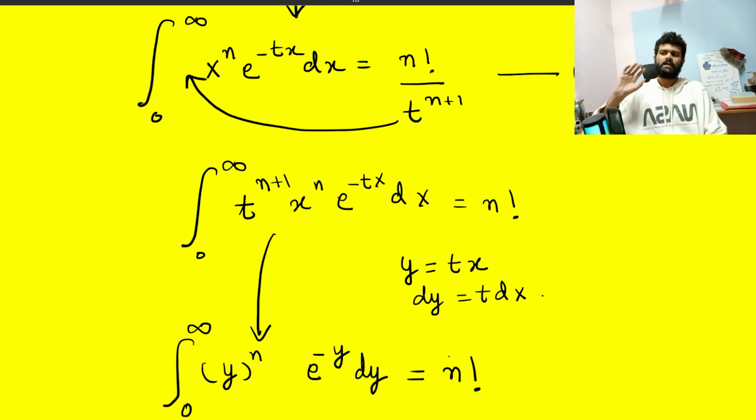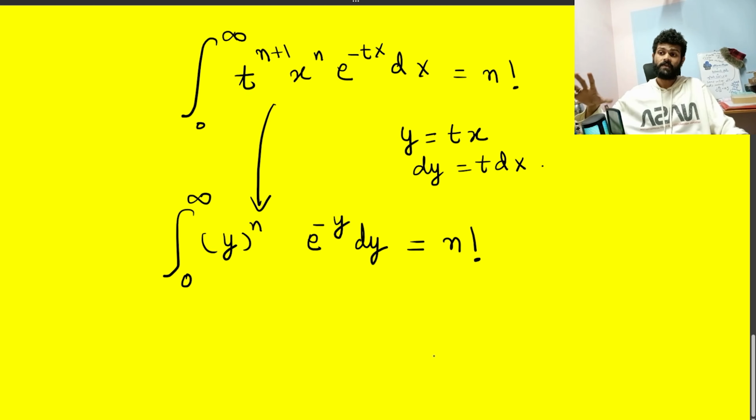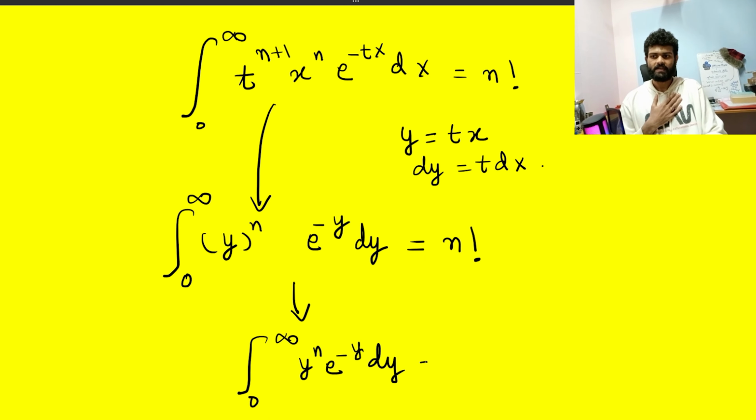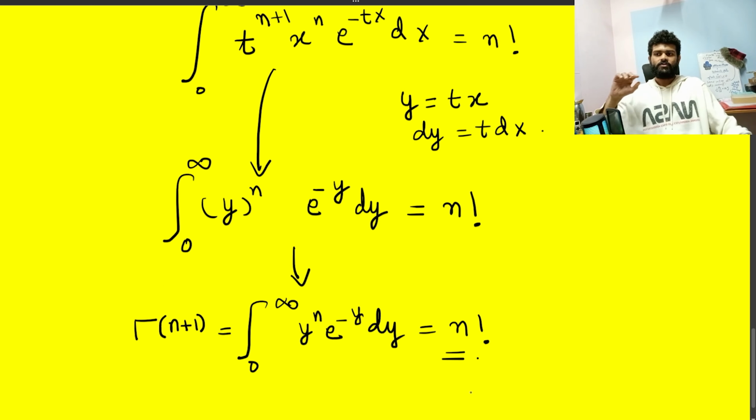So I've just done the change of variables here and I get something magical. Let me write this again: integral 0 to infinity y to the power n e to the power minus y dy is n factorial. Well, this is pretty interesting because this left-hand side is your gamma function. So this is basically gamma of n plus 1. That's integral 0 to infinity y to the power n e to the power minus y dy, which is basically n factorial.